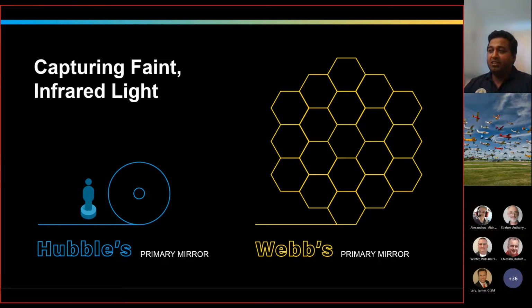And if you see the size difference, the primary mirror size difference between the Webb and the Hubble, the Webb is so much bigger because we have to collect a lot more light from a much greater distance to obtain the kind of images that we are getting. So I'll leave it at that, but it's just a size comparison that I want to drive home. Why is Hubble's primary mirror pretty small? Because the applications are completely different.